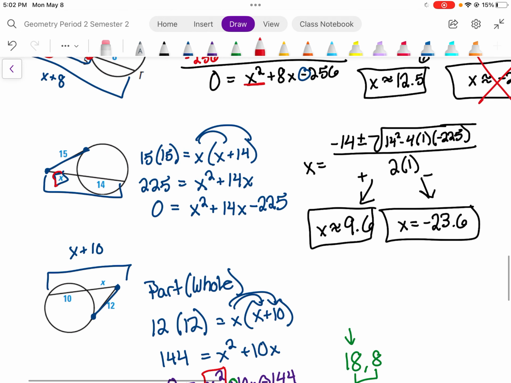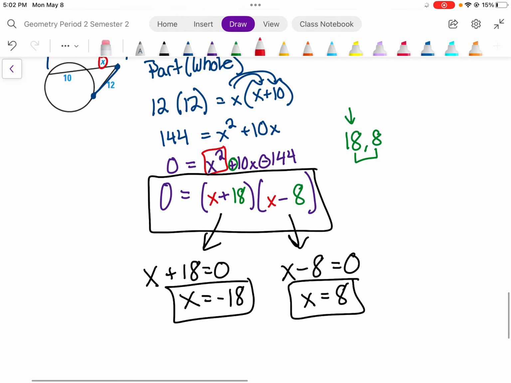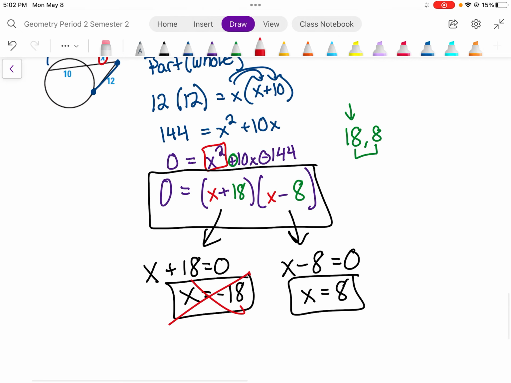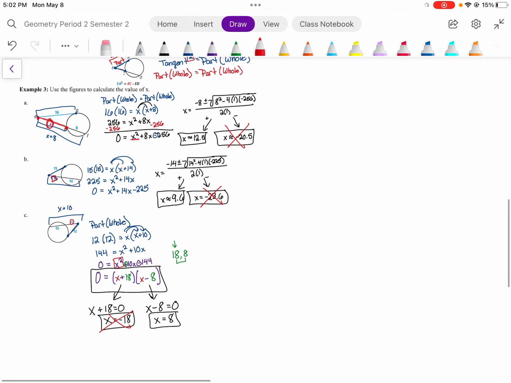So then if we look at the next one, again, x is talking about a length, so the negative answer can't be one of our options. And same thing for this last one. We don't want a negative value to represent our length. So each of these, there's only one possible answer, even though there are two answers that fit the equation. So make sure you're paying close attention to that when you're answering your question.